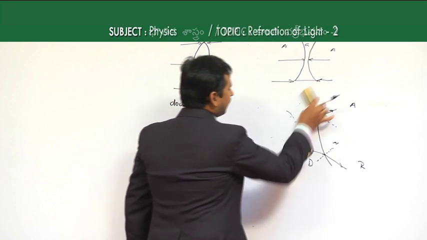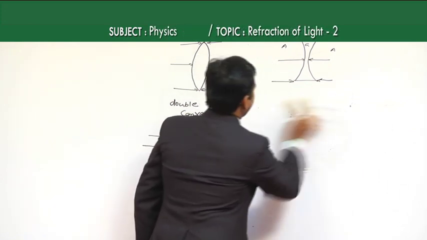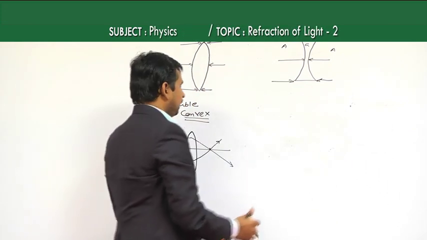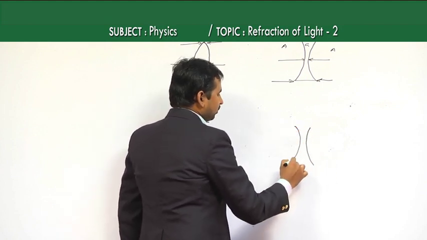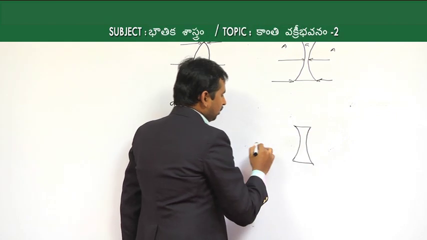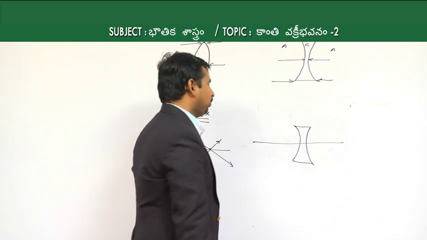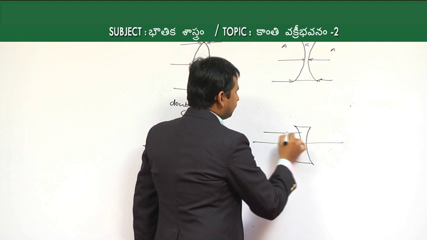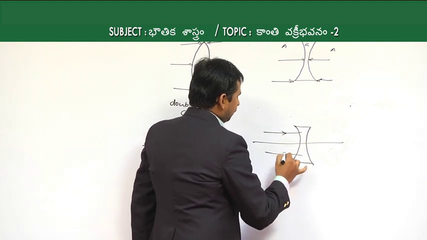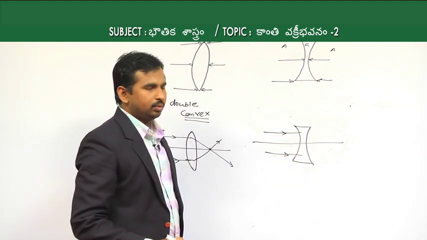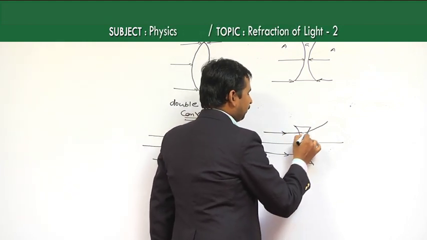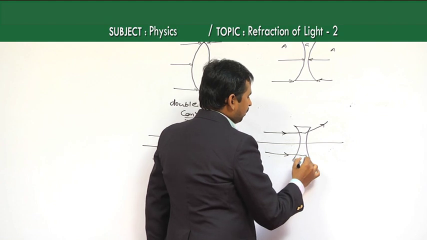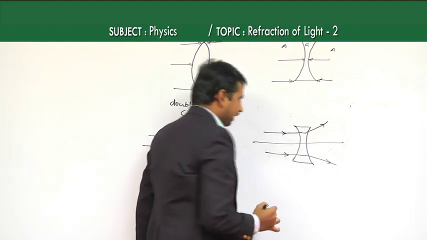So, if you draw the diagram, then it appears to be like this. A double concave lens, and here now we are taking two parallel light rays, one coming from the top, one from the bottom. After refraction, the light ray is moving away there in the first case, and in the second case going away here like this.